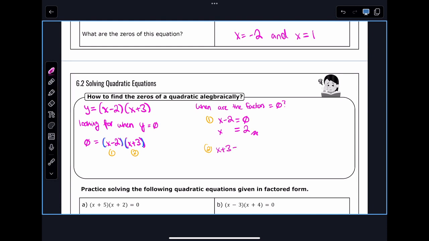X plus 3 is equal to 0. And again, we want to isolate the x, the variable, the unknown that we have to discover. So to get it by itself, I need to balance the equation and subtract 3 from both sides. When I subtract 3 from the right side, I'm left with -3. And you'll see this is my second 0. X is equal to -3.